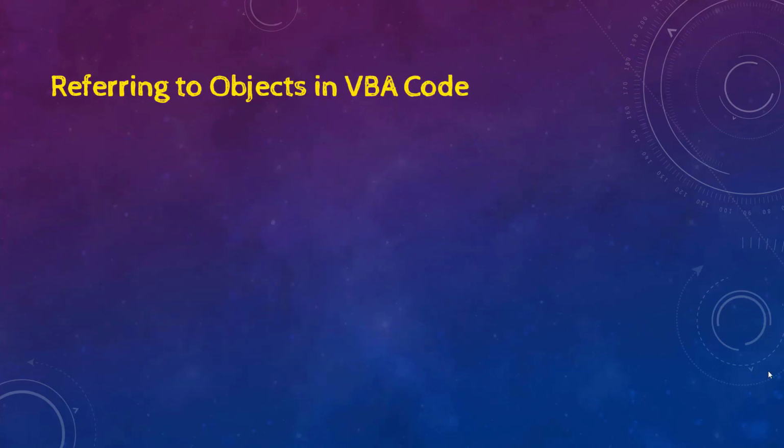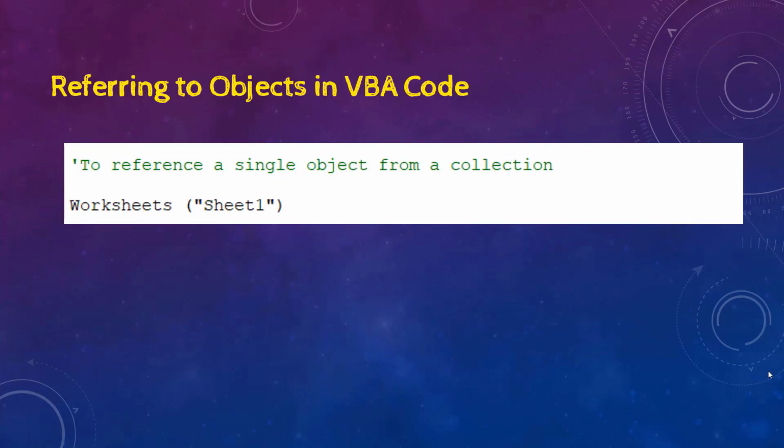Referring to an object is important because you must identify the object that you want to work with. After all, VBA cannot read your mind. You can work with entire collections of objects all at once. More often, however, you need to work with a specific object in a collection, such as a particular worksheet in a workbook. To reference a single object from a collection, you put the object's name or index number in brackets after the name of the collection, like this: Worksheets("Sheet1"), with the name between quotes and brackets.